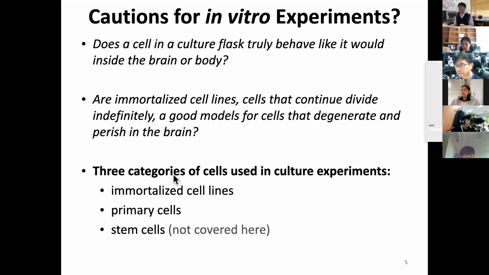So the three categories of cells used in culture experiments are, first, immortalized cell lines; second, primary cells, which are just plucked out from the living body, so that's why we call them primary cells; and the third is stem cells. We will not cover stem cells here. You may have to take an advanced course for this.